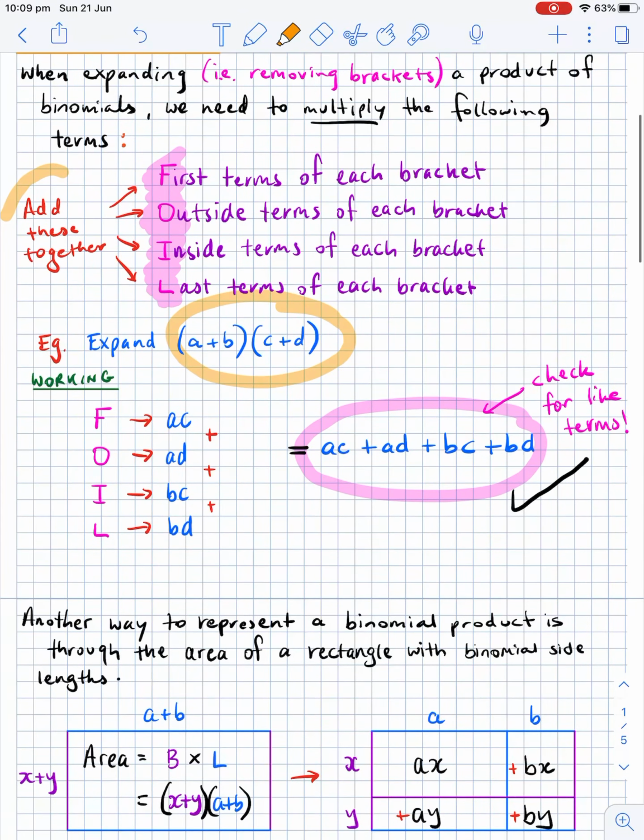One is in factorized form with brackets, and the other is in expanded form without brackets. And whenever we've got this sort of expression, we always want to check for like terms. And here we've got no letter combinations exactly the same, so we need to keep all this stuff separate.